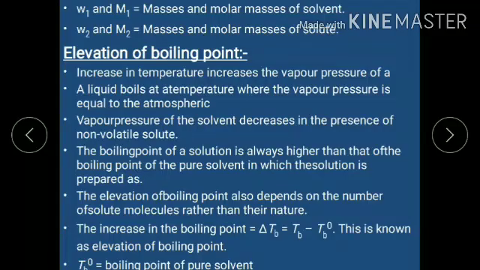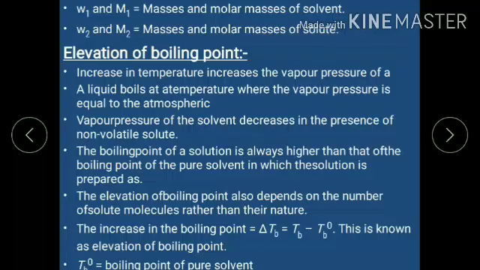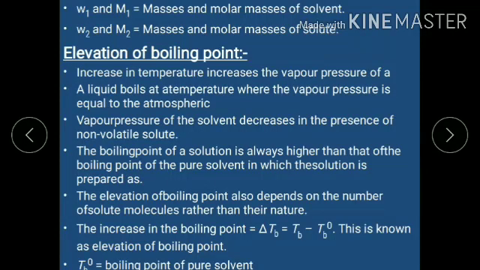Let's see the theory. Increase in the temperature increases the vapor pressure of a solution. If you increase the temperature, then vapor pressure increases. A liquid boils at the temperature where the vapor pressure is equal to the atmospheric pressure. What is the boiling point? The boiling point is when the vapor pressure is equal to atmospheric pressure. Vapor pressure of the solvent decreases in the presence of a non-volatile solute. I told you earlier, vapor pressure always decreases due to the presence of a non-volatile solute. If any solvent contains a volatile solute, then vapor pressure increases.